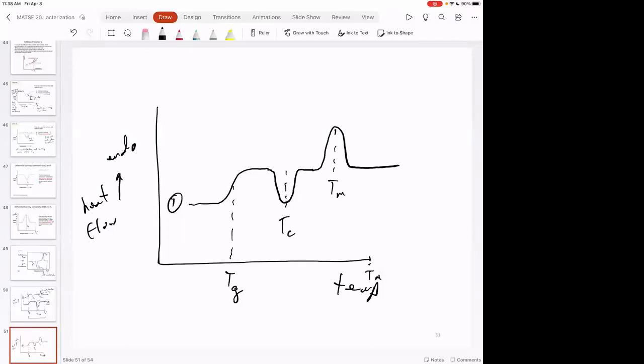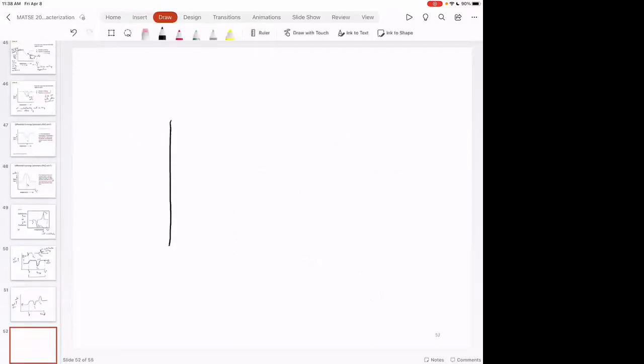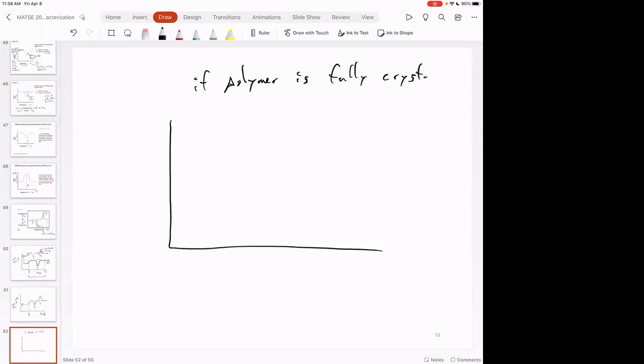The one transition that you may not see is if the polymer is fully crystallized, and let's do one more. If polymer is fully crystallized during processing. So during processing means as we're making the sample, as we're doing whatever with our polymer, we've got heat flow. And we have temperature.